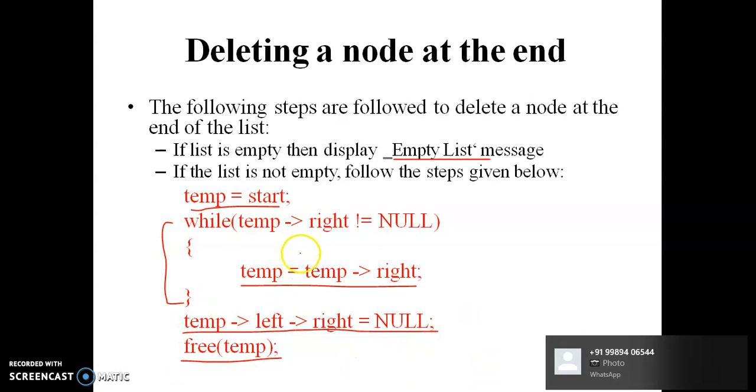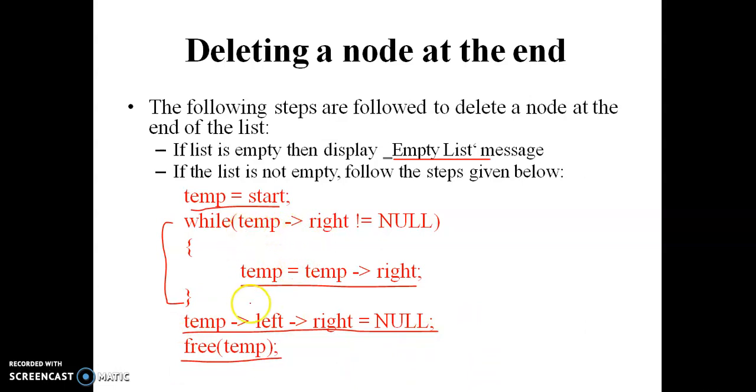Or we can stop at the previous node and then make the temp of right equal to null. We can do it like this also. So we are moving to the previous node, and from the previous node we are pointing to the right, that is the next node, and that is assigned with null, so that the current temp node will be deleted from the memory.